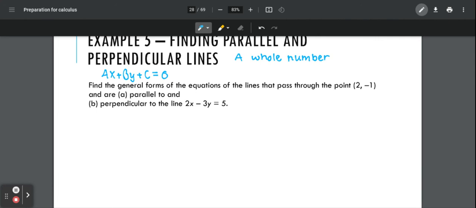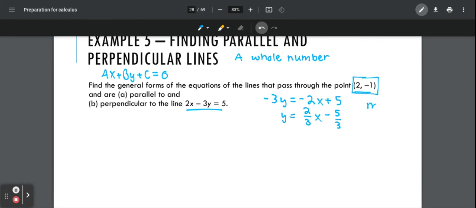So first we have a line that passes through the point (2, -1), and we're going to be parallel to this equation. If we're parallel, the first thing that we should probably do is figure out what the slope is. So let's put it in slope-intercept form. Subtract the 2x, divide by 3, we get 2/3 x minus 5/3. So what they're telling us is we're going to use the point, and then we're going to use the slope of 2/3, right, if our lines are parallel.